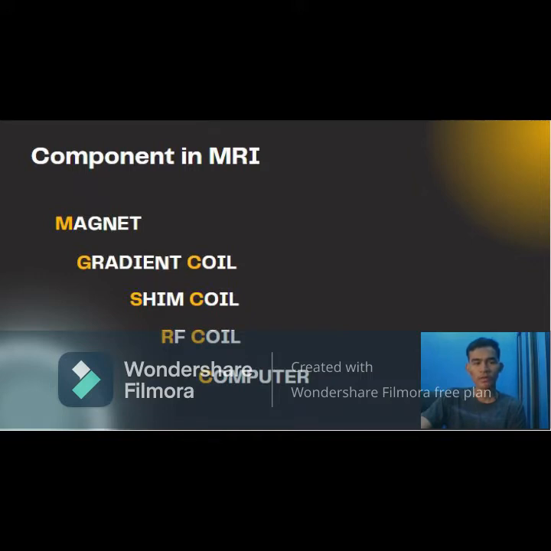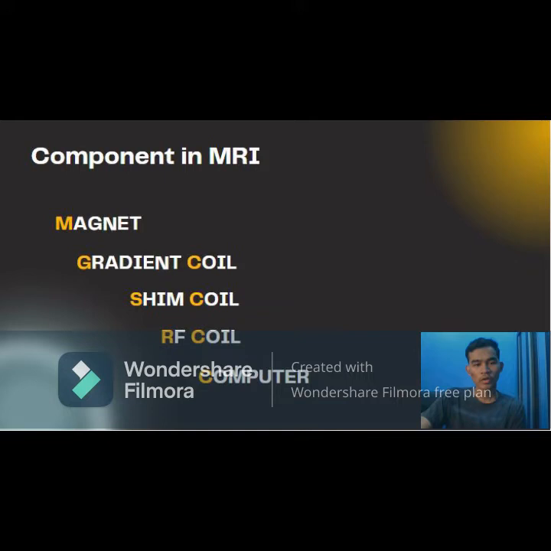Number 2 is the gradient coil. The gradient coil functions when the MRI system is in a resting state and not actually producing an image. The magnetic field is quite uniform, or homogeneous, over the region of the patient's body. However, during the imaging process, the field must be distorted with gradients.